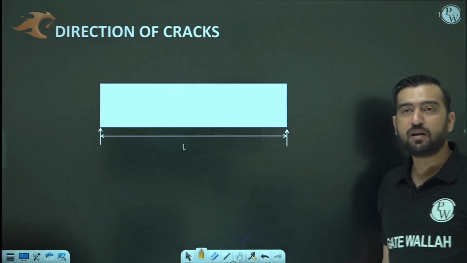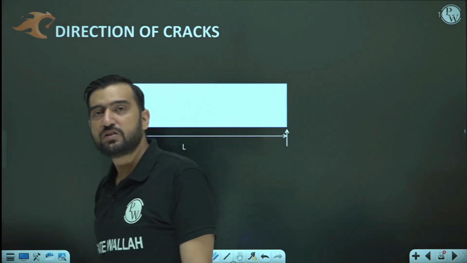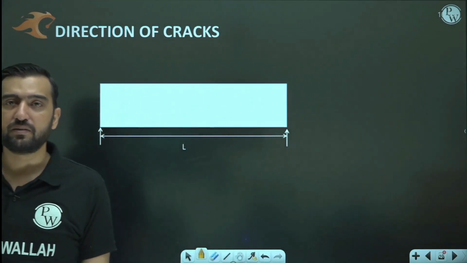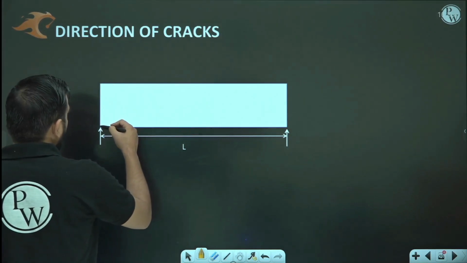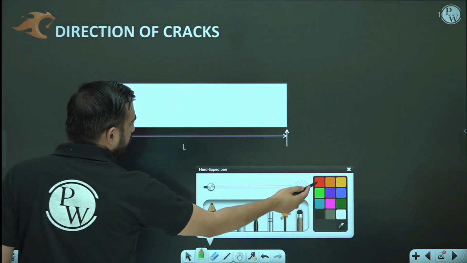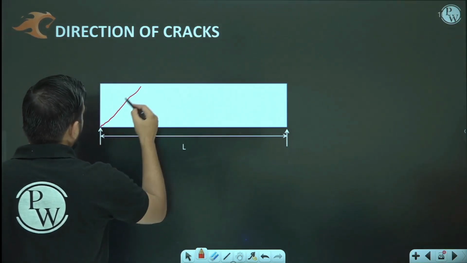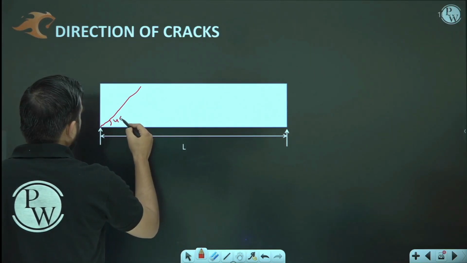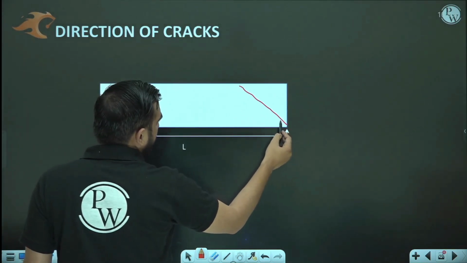So if I am considering a simply supported beam with UDL, then shear forces are maximum at the ends. So here, where shear force is maximum, the direction of cracks would be like this. It is at an angle of 45 degrees.